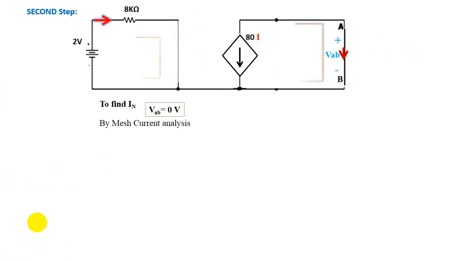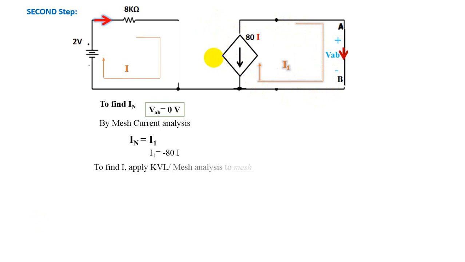Now let's apply mesh. It's quite easy. We know I1 is nothing but minus ATI, and we know IN is nothing but I1. As ATI is going anti-clockwise and I1 you have taken clockwise, you are writing I1 as minus ATI. And when you apply KVL for mesh 1, the equation is quite simple. It's 0.25 milliamperes. Right? Substitute this I1 at the top in the equation.